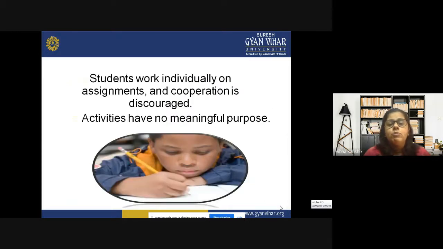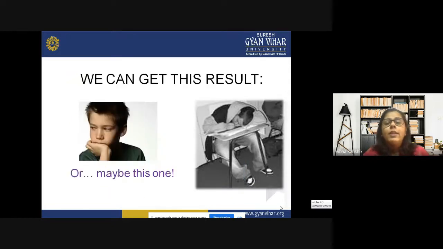Students work individually on assignments, all the students work individually on different assignments, and cooperation is discouraged. Activities should have a more meaningful purpose, but the different activities which have been used have no meaningful purpose. We can get this result if the students are not actively involved in the teaching-learning process.